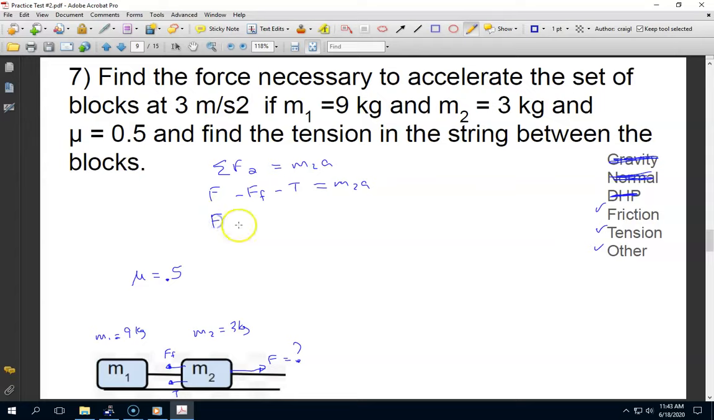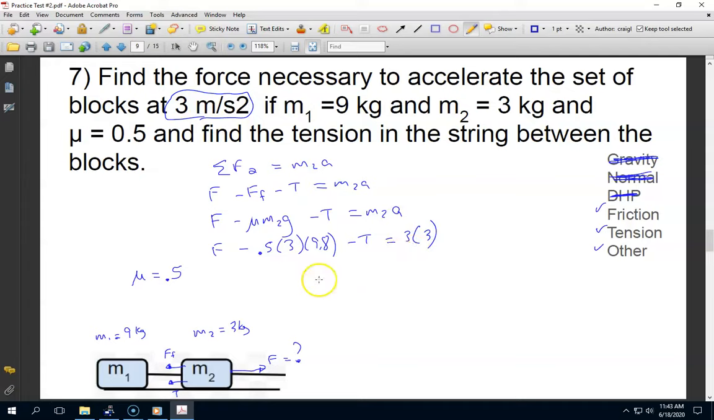All right, let's put in what we know here. I certainly don't know F because that's what I'm trying to find. The force of friction would be mu M2G. Right here's the tension. I don't know that either. Here's M2A. The numbers that I do know: 0.5 is my coefficient of friction. I got 3 kilograms, 9.8 meters per second squared. I don't know the tension. The mass is 3, and they gave me the acceleration right there, 3 meters per second squared.